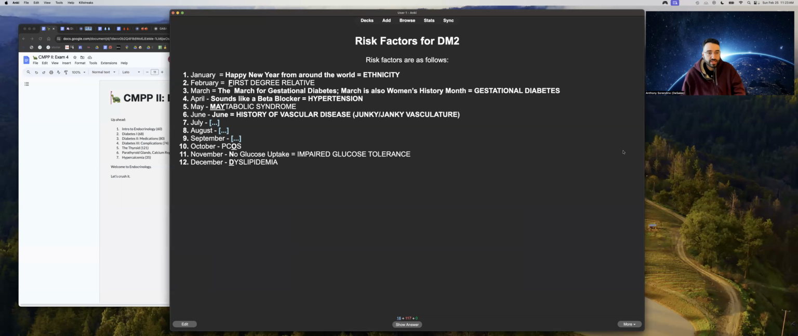Okay, moving on to the second half of the year. July is BMI because we kind of pig out during 4th of July. It's greater than 25. August is age greater than 45. That's when we start screening. September is... I don't remember September. Think about this. Does it start with an SE? I don't know. Sedentary.